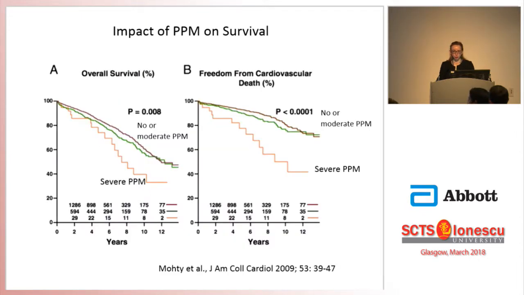What about the outcome? It has been shown, even if there are some discrepancies in the literature, that patients with PPM have a lower overall and cardiovascular survival. Patients with severe PPM have a lower survival compared to patients with moderate PPM, and patients with moderate PPM have a lower survival compared to patients with no PPM. And it is even more important in patients with left ventricular dysfunction, defined as a left ventricular ejection fraction less than 50%. In this subgroup, it seems to alter their survival even more if they have a PPM.